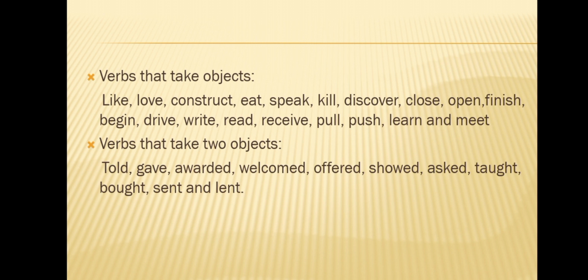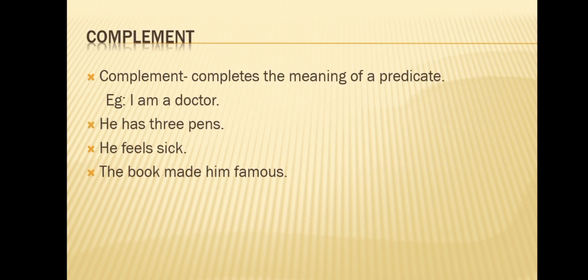Then we are moving on to the complement. A complement is something which completes the meaning of a predicate. So as we have seen earlier, a predicate is about the subject. So if the predicate is incomplete and something is completing the predicate, then that part is called the complement. You take this example, I am a doctor.